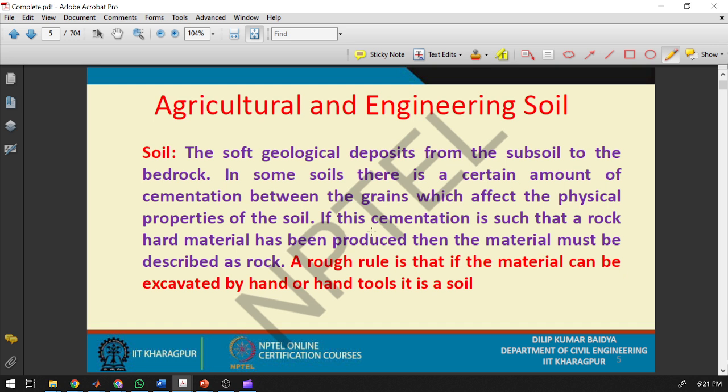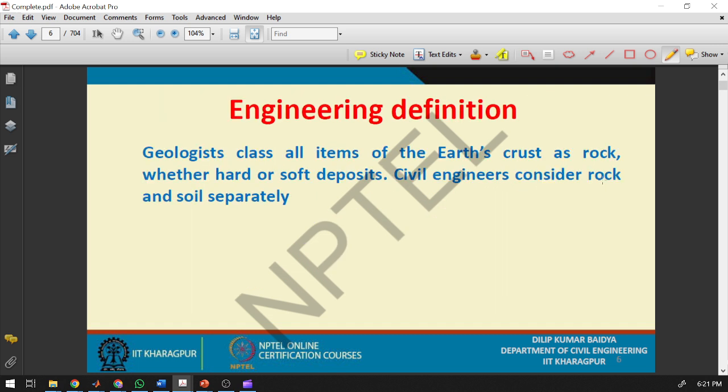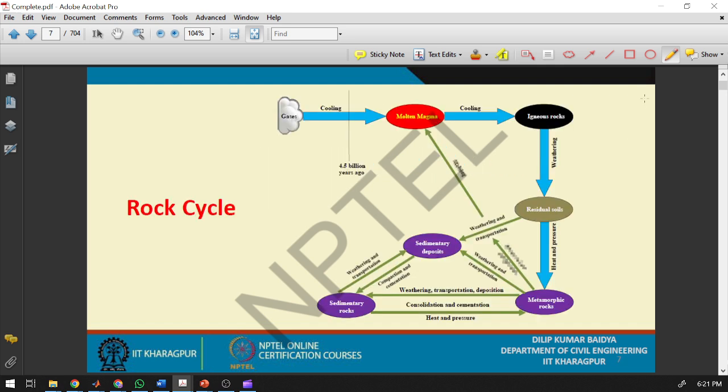And for engineering soil, we consider the whole soil up to the bedrock, because when we load this soil, the load transfer will take place deeper and deeper into the soil. Higher the load, higher will be the pressure bulb, the area in which the forces are getting transmitted. So that is the other difference between agriculture and engineering soil. Let us skip the definition parts.